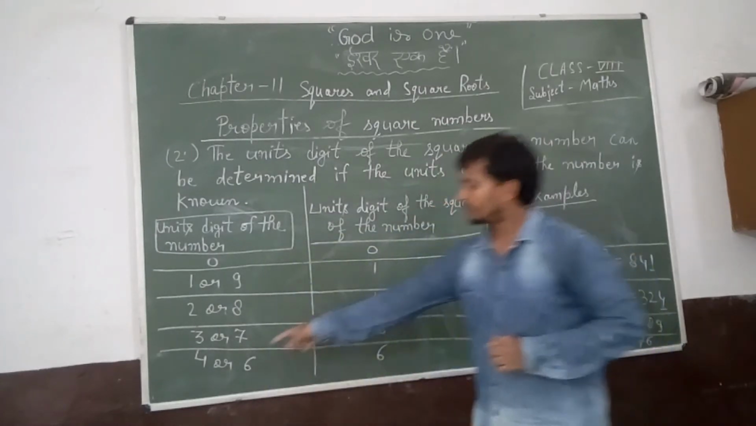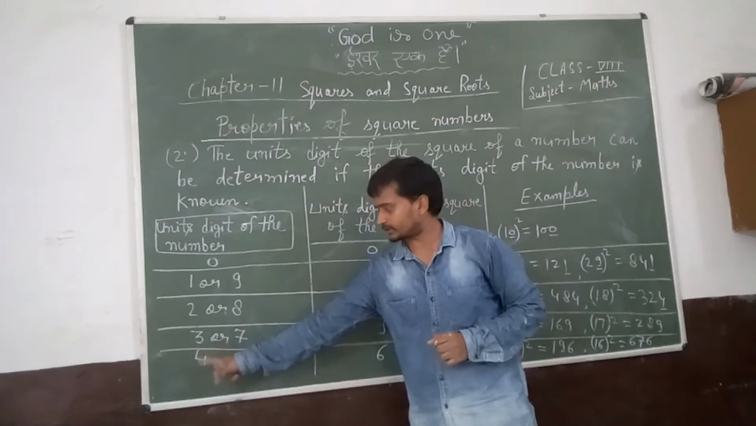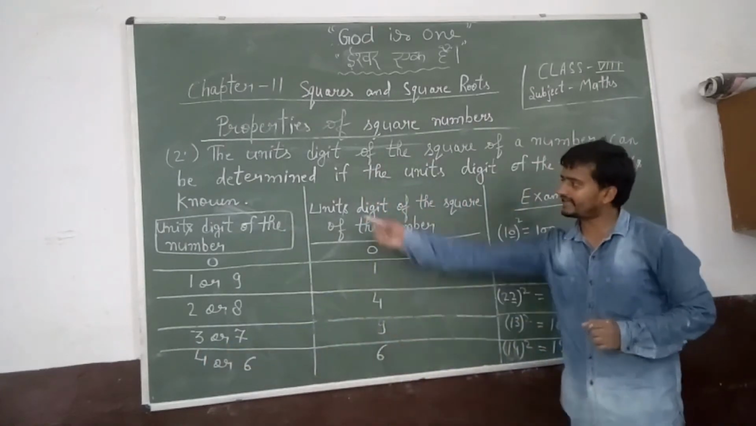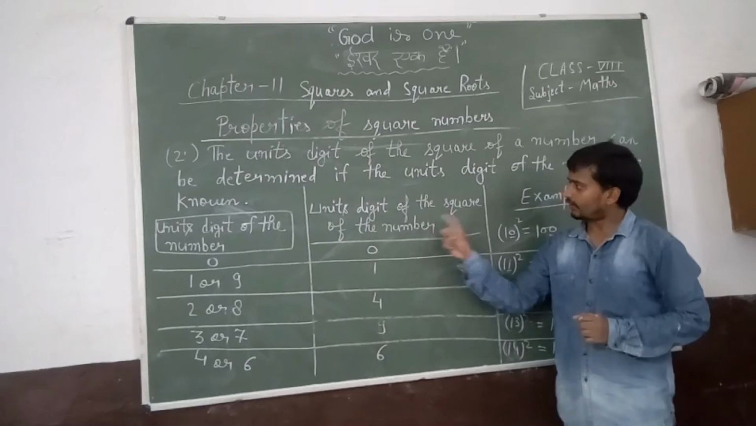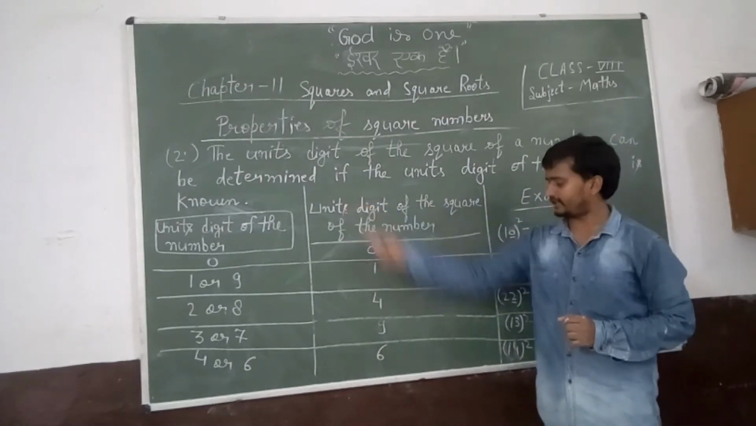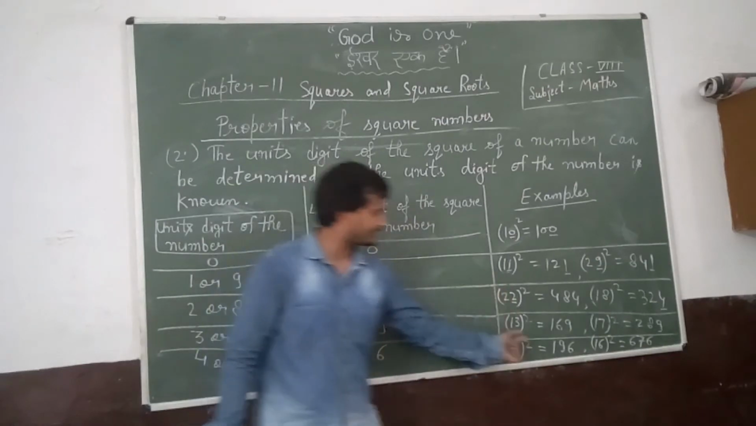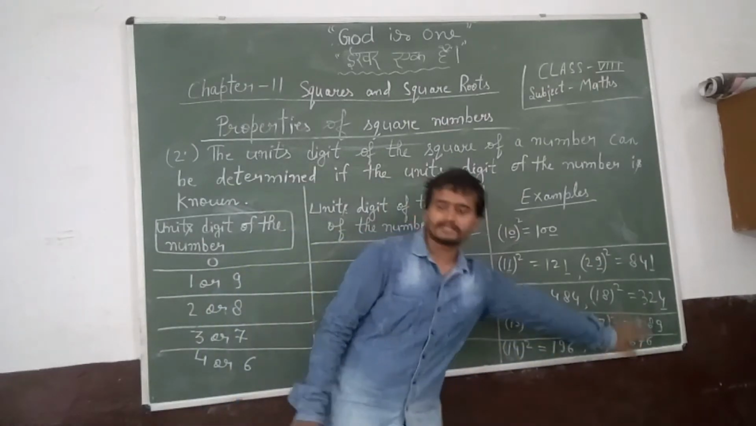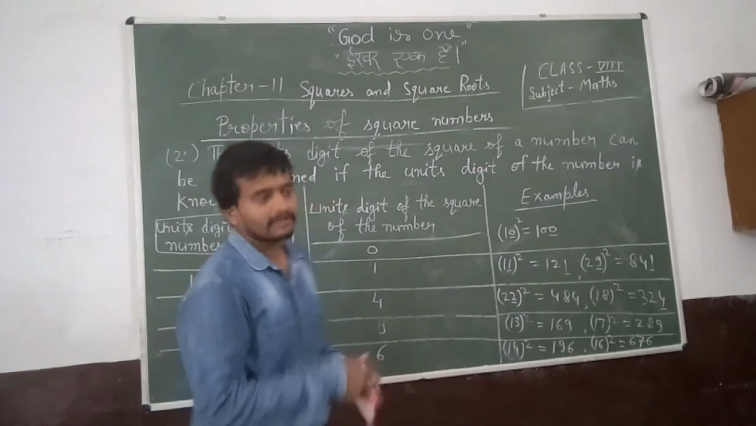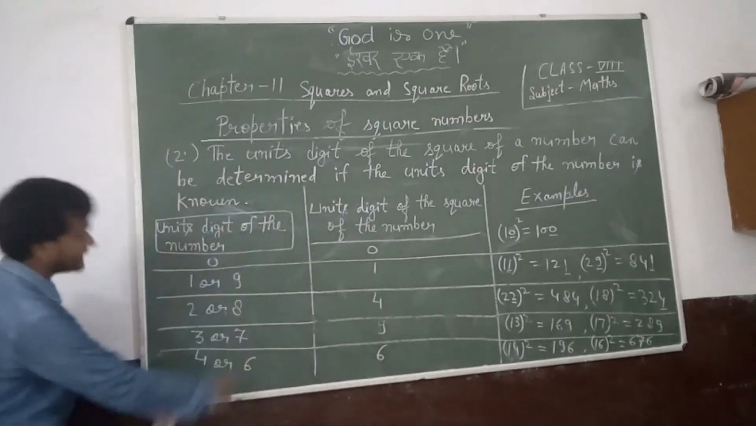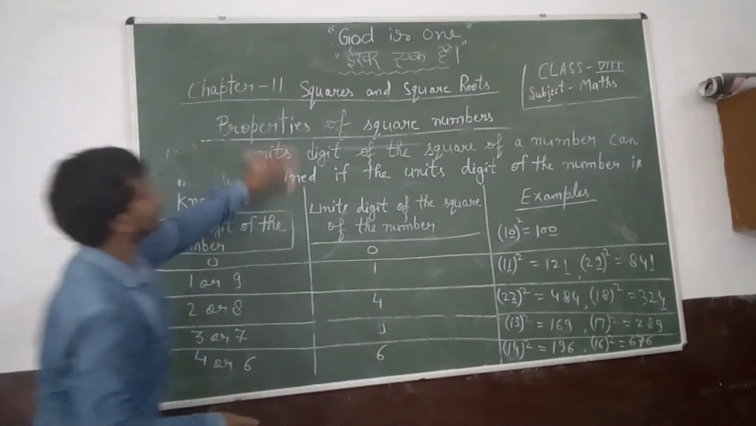Next one is, if the digit at unit place is 4 or 6, then always the digit in the square of the number at unit place is 6. You can see the examples: the square of 14 is 196 and the square of 16 is 256. One last case, if the digit at the unit place is 5.